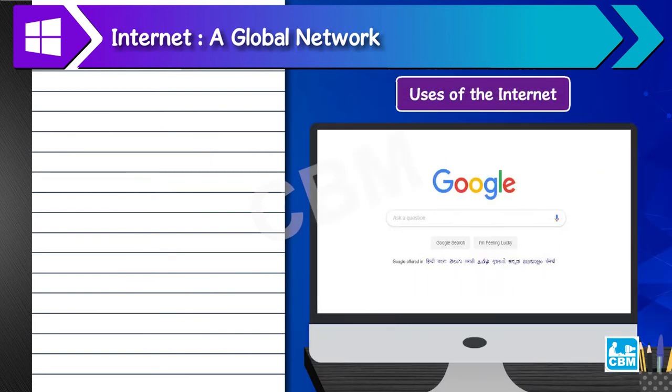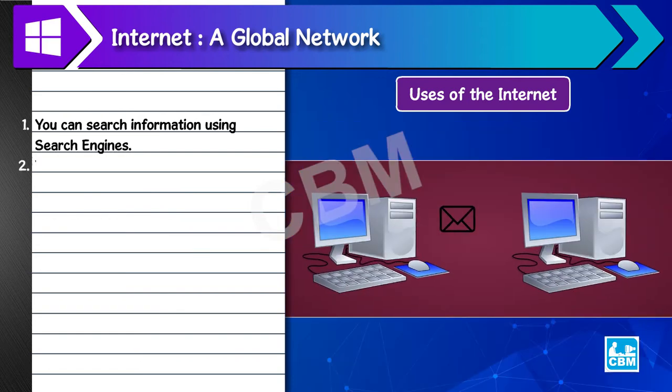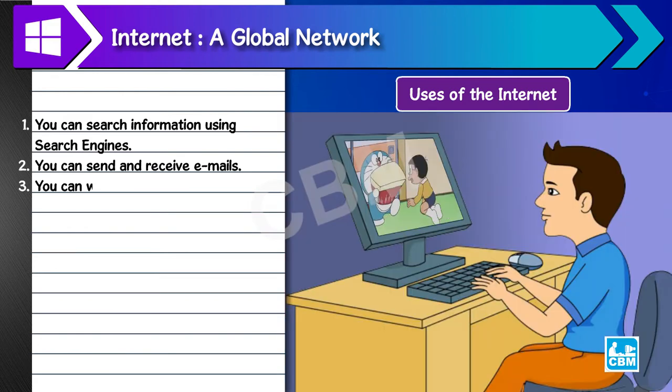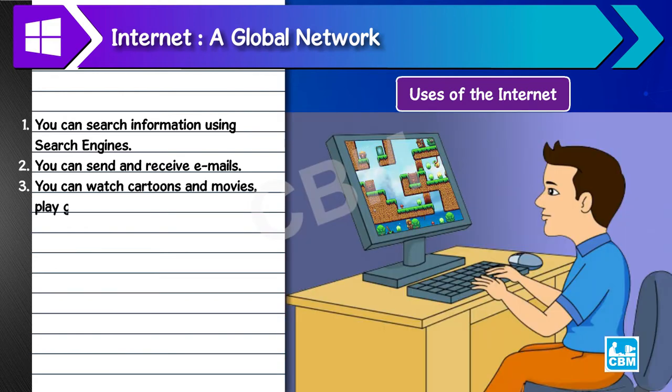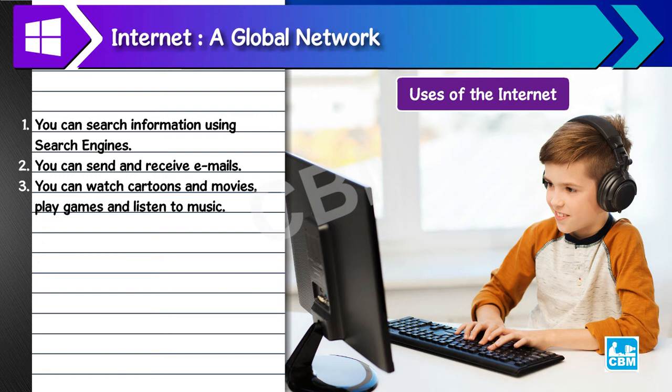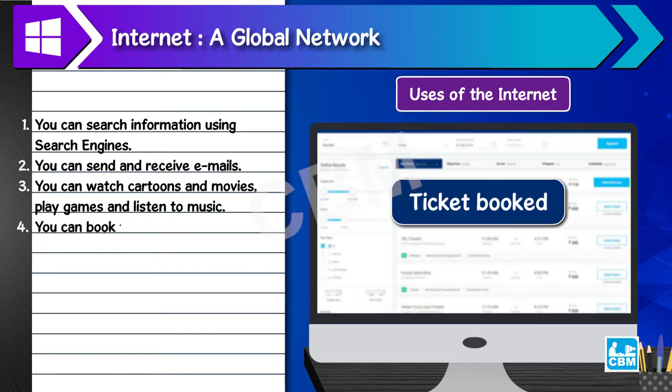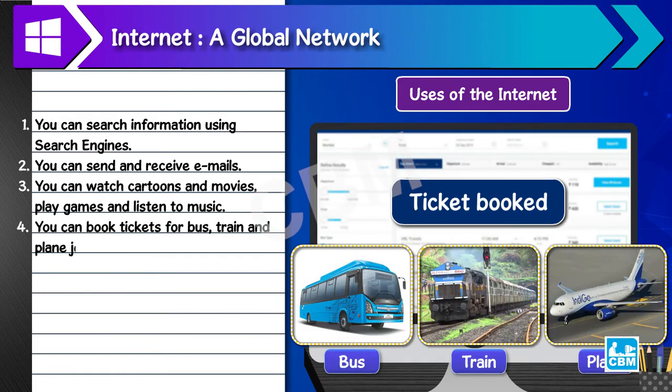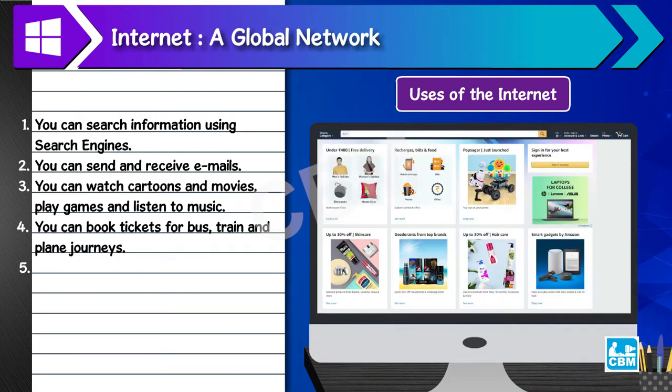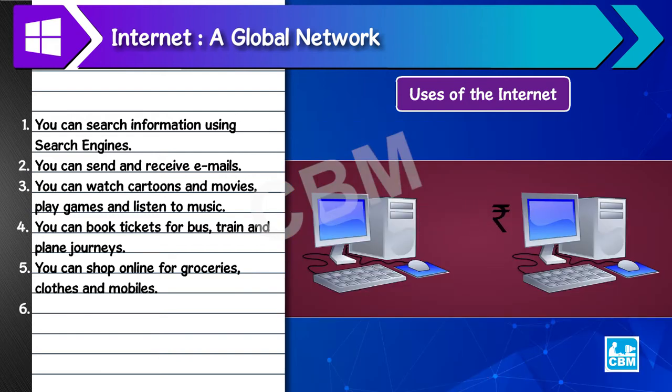Uses of the Internet. 1. You can search information using search engines. 2. You can send and receive emails. 3. You can watch cartoons and movies, play games and listen to music. 4. You can book tickets for bus, train and plane journeys. 5. You can shop online for groceries, clothes and mobiles. 6. You can do online banking.